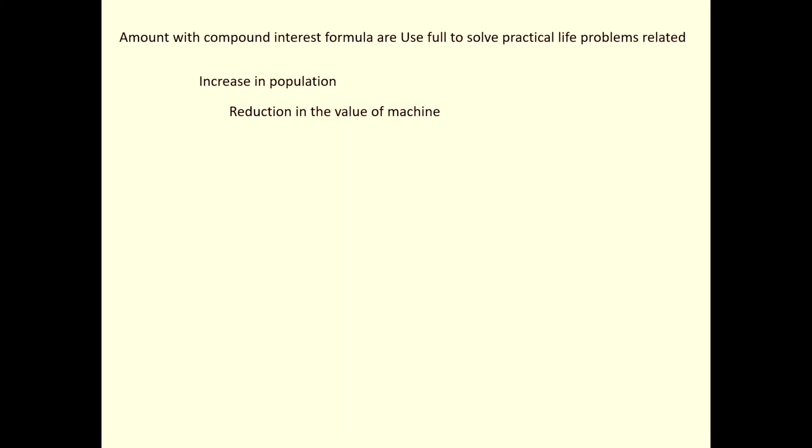Then we have reduction in the value of machine. You might have seen different machines working in factories or small scale industries. There all the machines are old. They buy them with a big amount, but if they want to sell the same machine in the market again after certain years, they won't get that price. They will get less price, and that is called reduction in the value of machine. That also can be calculated with the help of compound interest.